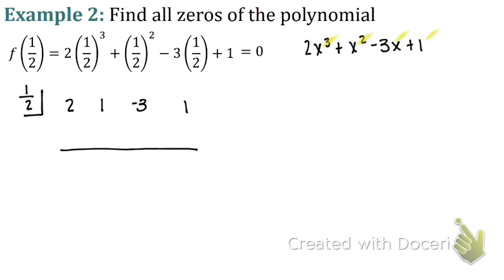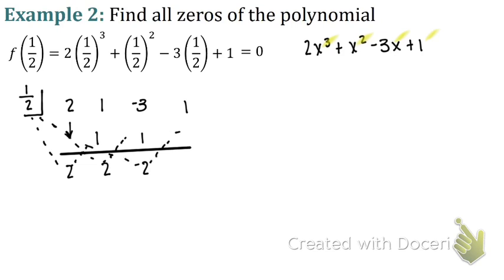Remember, our first step is to bring 2 down. And 2 times 1/2 is 1. 1 and 1 is 2. 2 times 1/2 is 1. Negative 3 and 1 is negative 2. 1/2 times negative 2 is negative 1, and 1 and negative 1 is 0. So now we know that we have x minus 1/2. I'm going to show you a different way to write that in just a second. And then we have 2x squared plus 2x minus 2.